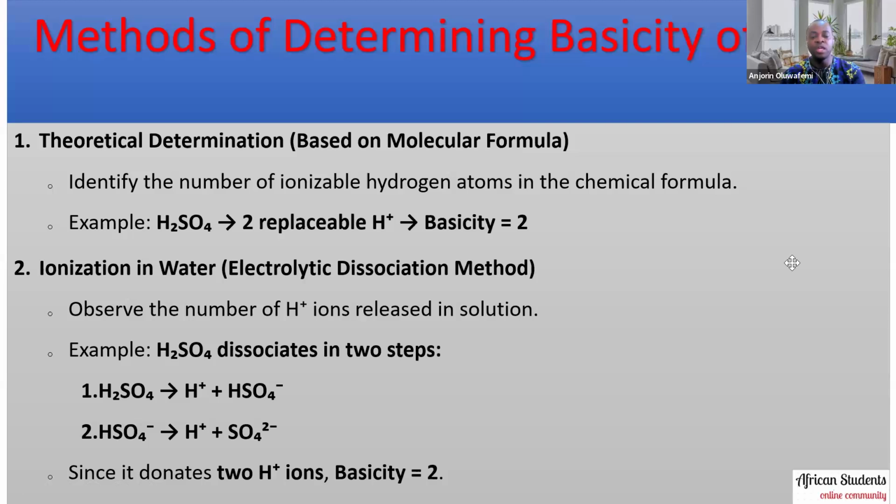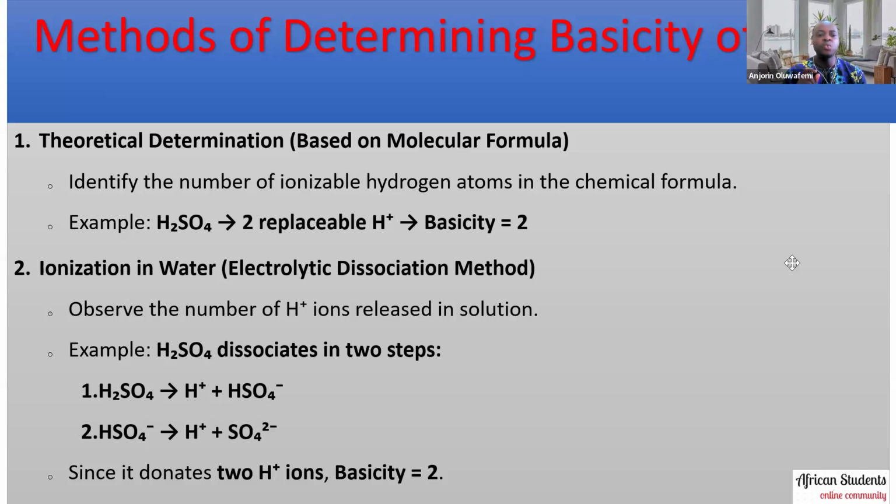Example, H2SO4 has 2 replaceable hydrogen ions. So its basicity will be equal to what? 2. Straightforward theoretical determination. Now, another way we can determine basicity of an acid is through ionization in water, which is the electrolytic dissociation method. What we do is observe the number of hydrogen ions released in solution.